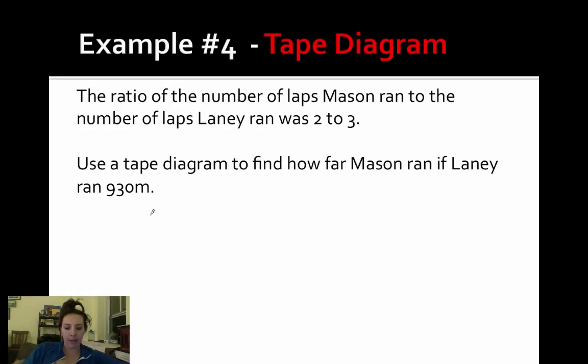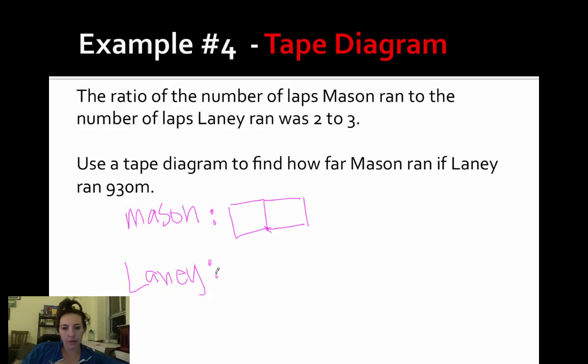Okay, so a tape diagram is where you make rectangles or squares to represent the pieces of the whole that each part has. So let me just draw it instead of trying to explain it. So this is Mason. He runs 2 laps. So we're going to draw a square for each lap he runs. For each lap that Laney runs, he runs 2 laps and she runs 3 laps. So for every 3 laps that Laney runs, Mason runs 2. For every 2 laps that Mason runs, Laney runs 3.